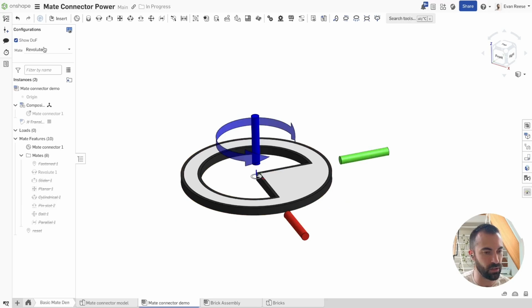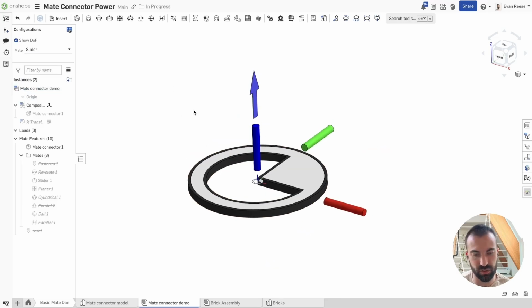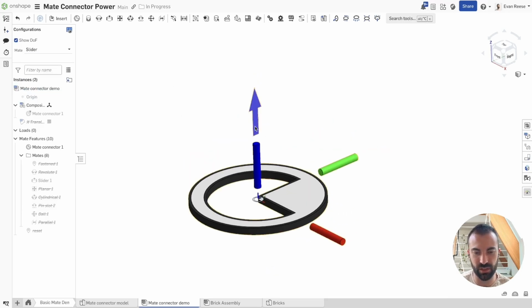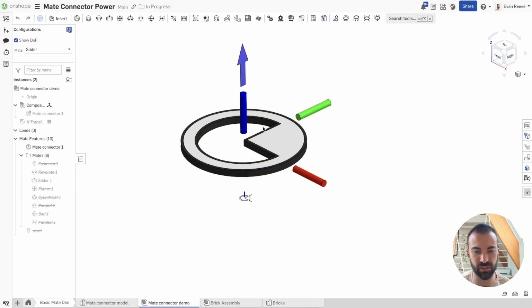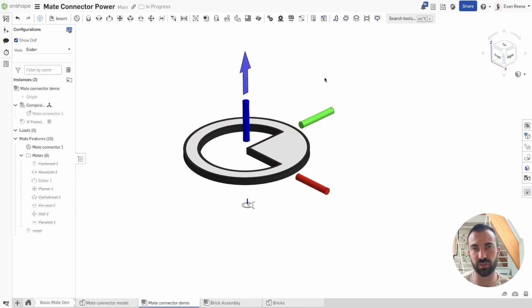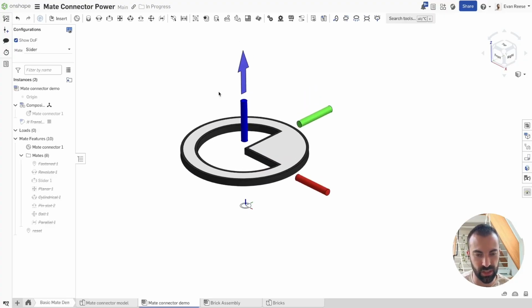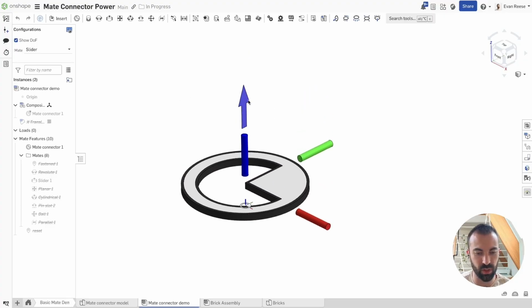And next we've got slider. And slider is also just one degree of freedom. It gives us the ability to slide these things along their x-axis together. This is really good for things like linear actuators or gliding rails, things like that, drawer slides. A slider mate is the one to go for.